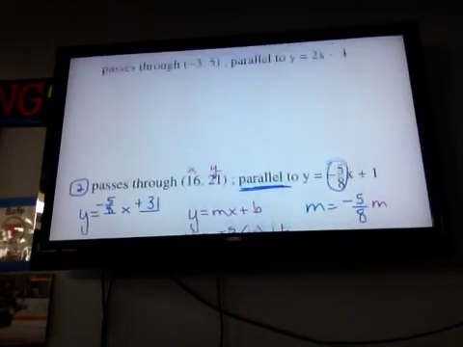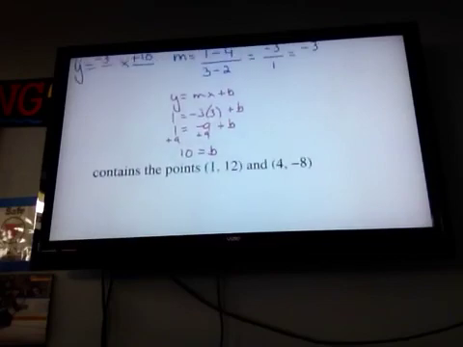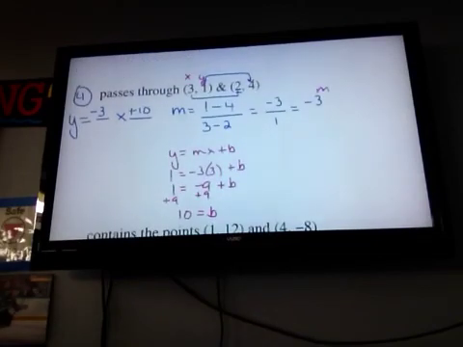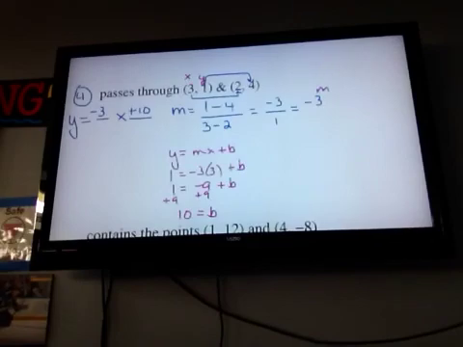And the fourth one, the one worth the most points because it has the most work, you have to solve for m using your slope formula that we've already used, and then solve for b. In every single case, you have to get b. They're not going to give it to you. You have to find it to fill in that second blank.